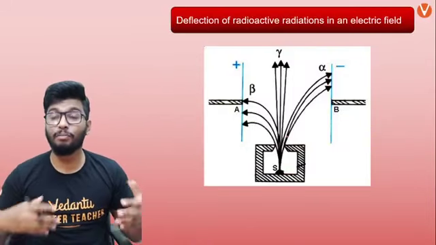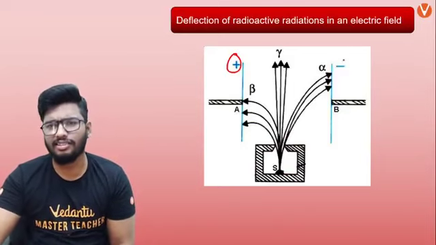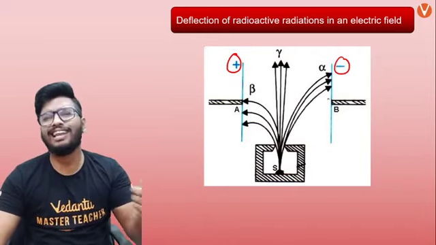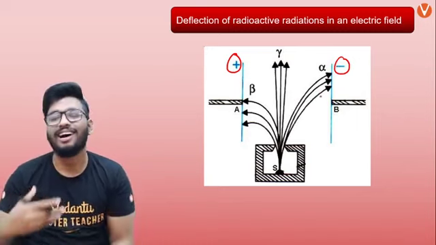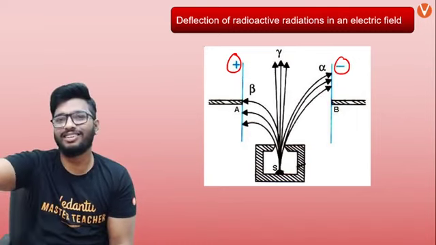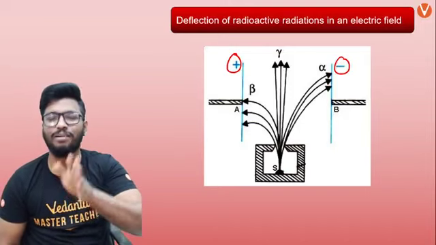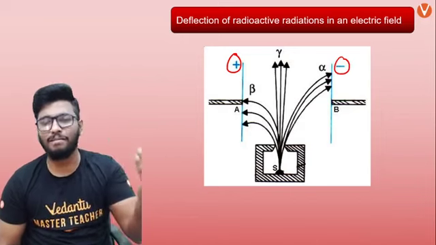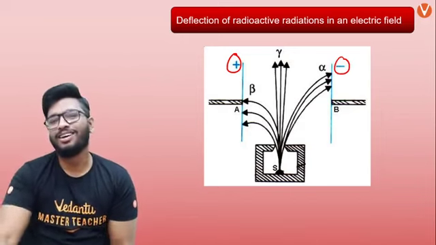If you were to put it in an electric field, you place two electrodes, one a positive electrode, the other a negative electrode. Here also, because the alpha particles are positively charged, they'll go towards the negative electrode, because positive and negative will attract, right? Unlike charges attract. So they'll go to the negative electrode. The beta particles, which are negatively charged, will go towards the positive electrode, and the gamma particles again pass through undeviated. They'll just pass through straight.